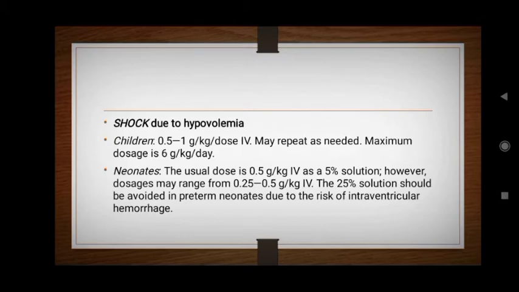Neonates. The usual dose is 0.5 grams per kilogram IV as 5% solution. However, dosage may range from 0.25 to 0.5 grams per kilogram IV. The 25% solution should be avoided in preterm neonates due to the risk of intraventricular hemorrhage.